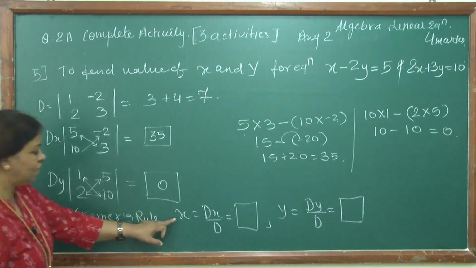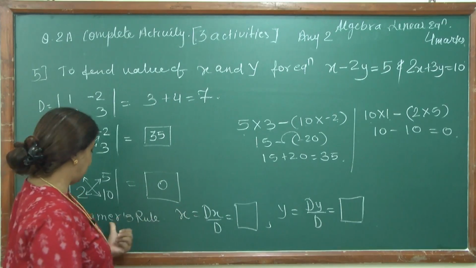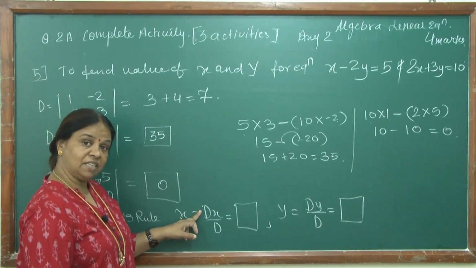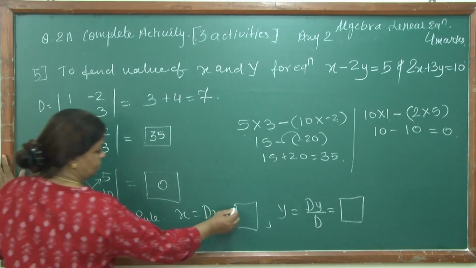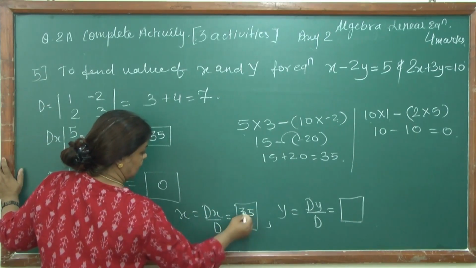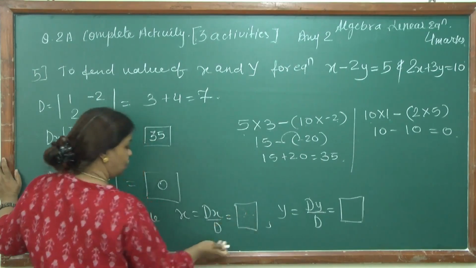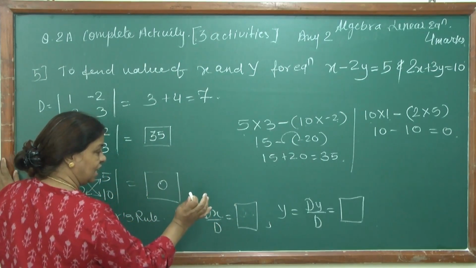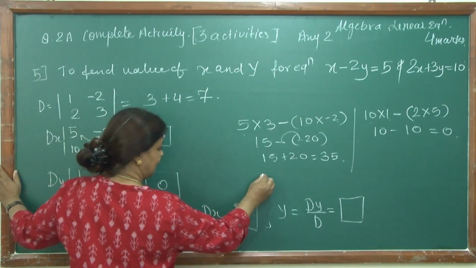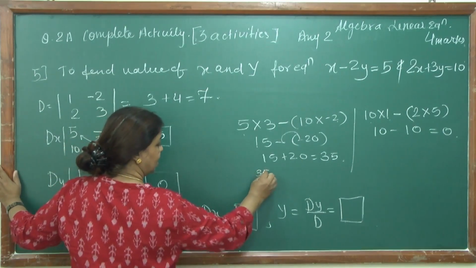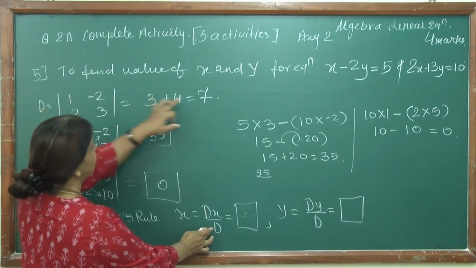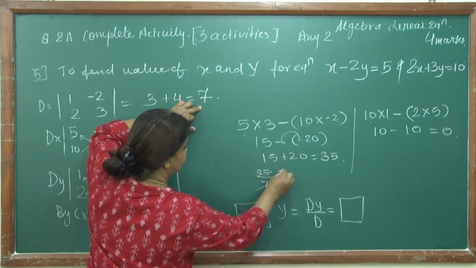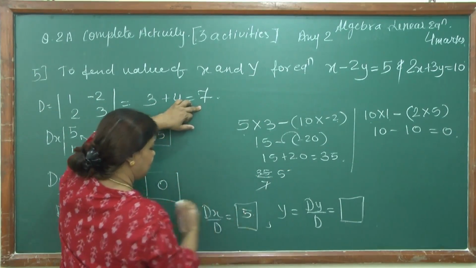Now we want to find out the value of x. By Cramer's rule, value of x is Dx by D. What is Dx? 35. Even here we have to directly fill the answer, so let us solve it separately. Dx is 35 upon D value. D value is 7. 7 5s are 35. So answer is 5 here.